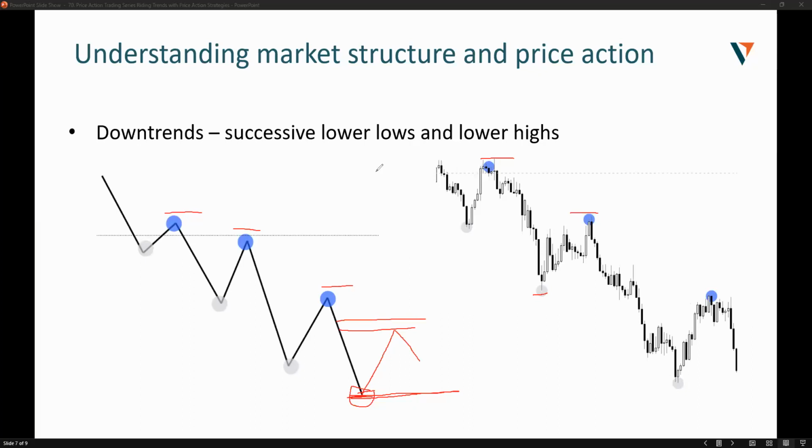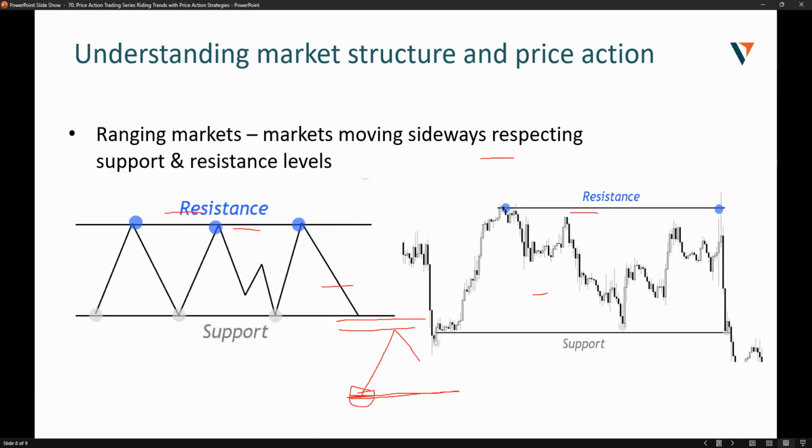Okay, and the last one that we have is a ranging market. In ranging markets, this is slightly different. You can see that generally we have a clear support and resistance level that price adheres to. One simple way to think about this support level is that it acts as a floor. So if price comes into this zone, we see a bounce off this region. And the resistance level acts as a ceiling. So if it comes into this zone, we can see sellers coming in to push price down.